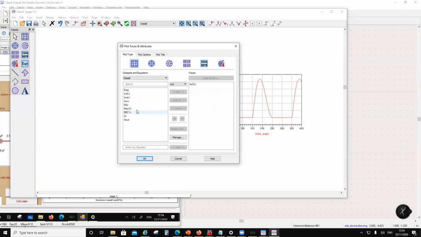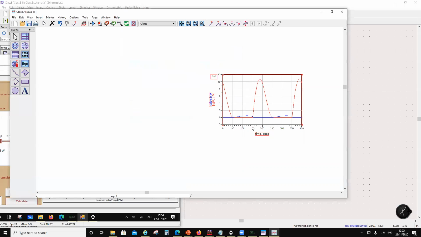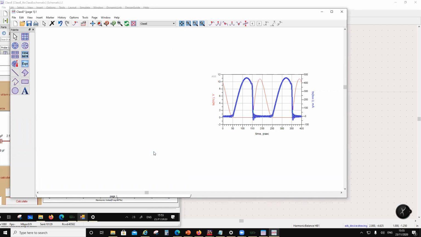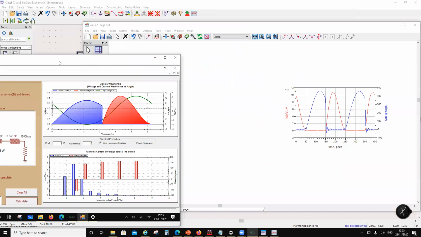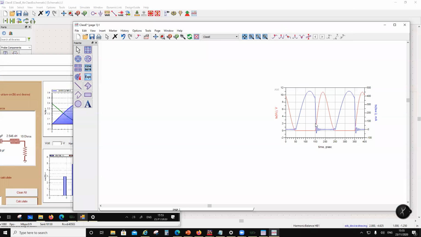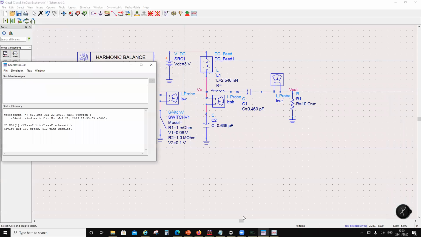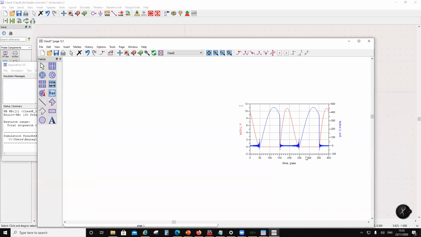Now let's put the current in the switch. Time domain signal. I'll put it on a different axis. Let's put it on a right axis. Okay, so this is your class E current waveform through the switch. Now, what you see here is a harmonic balance anomaly. It is nothing to do with your class E design. So if you go here and increase this to 129, that thing should go away. So there it is. Okay, so that's not there.